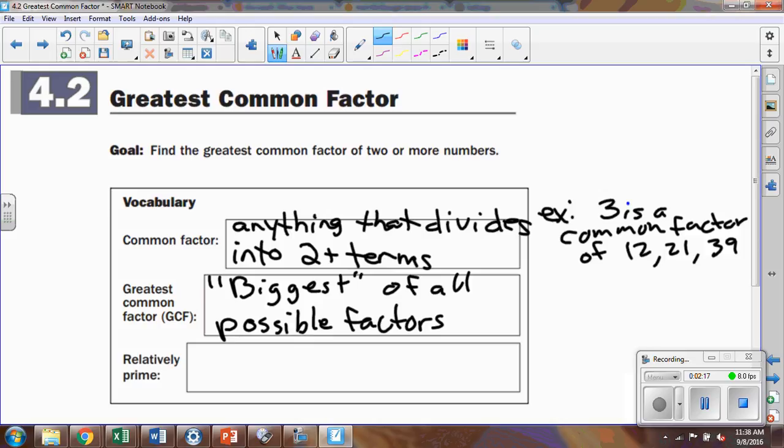Lastly, we have relatively prime. 2 things are called relatively prime when the greatest common factor is 1. That means they don't have anything in common except the number 1. And of course, everything has a common factor of 1 because 1 goes into absolutely everything. So informally, we would think of relatively prime as they don't have anything in common.